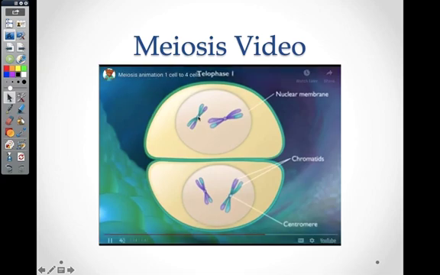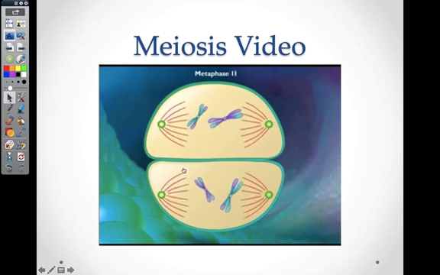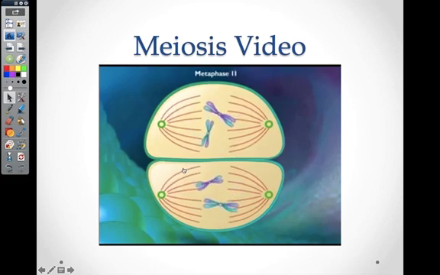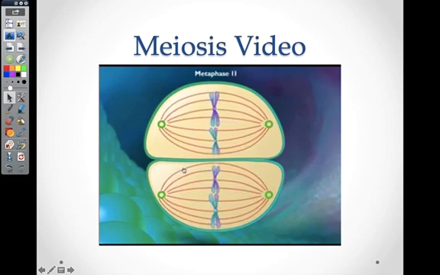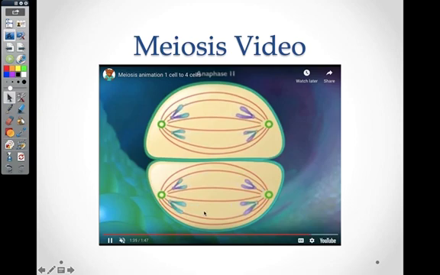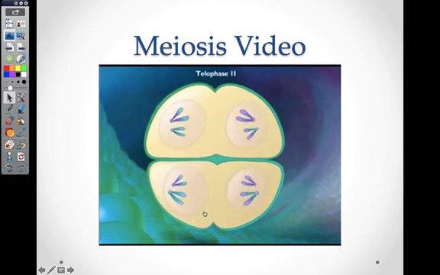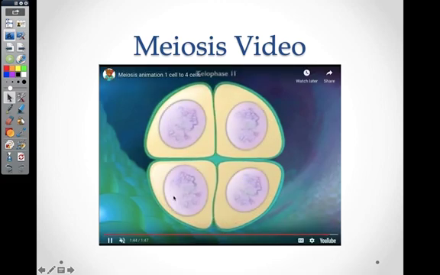Now, in both of these cells, we're going to see meiosis 2 occur. Okay, we've got prophase 2 happening right here. Nuclear material breaks down, spindle fibers start forming. All right, and then metaphase 2, they align in the center. Now, this is 2 separate cells here that this is happening in. And then we see the chromatids move away from each other in anaphase 2. And then we see 2 separate nuclei in both cells.